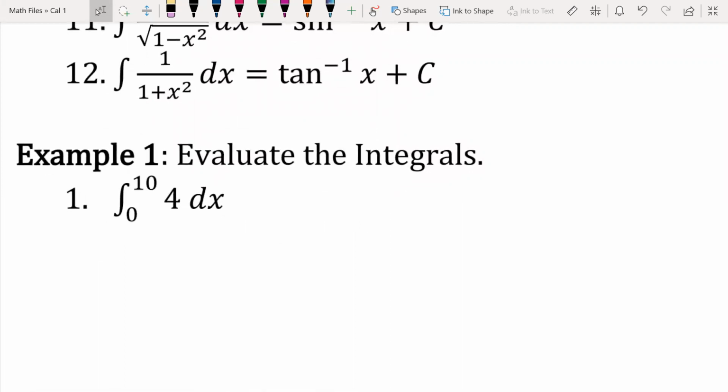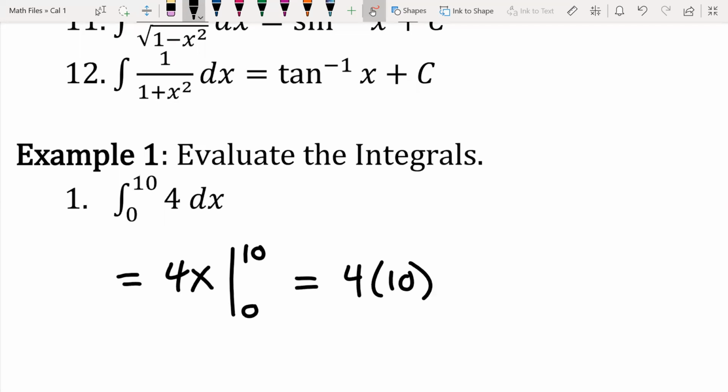Okay. So here we have the integral from 0 to 10 of 4 dx. Well, we know that 4 is a constant, so the antiderivative of 4 is going to be 4x. But now we will evaluate it on the interval 0 to 10. So what we'll write is 4 times 10 minus 4 times 0, and we'll get 40.